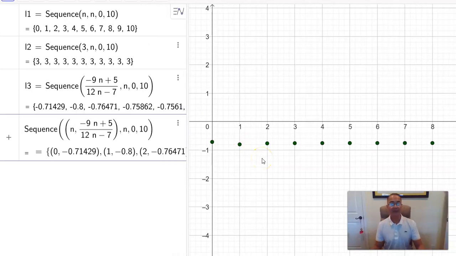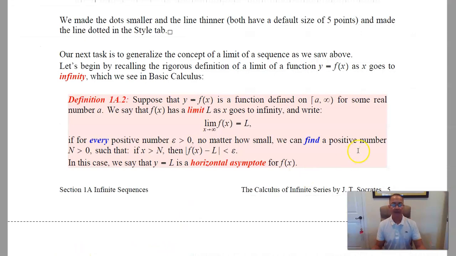Okay, so guess what? The key concept when we're talking about infinite sequences and series is the concept of a limit. In the textbook, I show you how you can change the appearance of our sequence by changing the size of the points. You can find that in the Style tab of that sequence object. To prepare ourselves to define the limit of a sequence, let's review what the limit of a function is as we go to infinity.